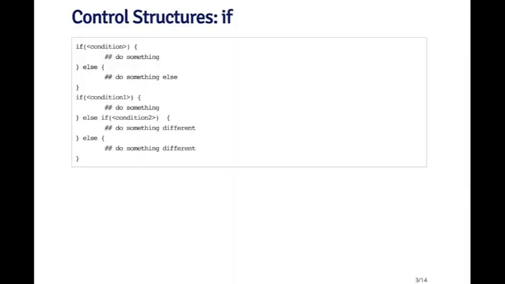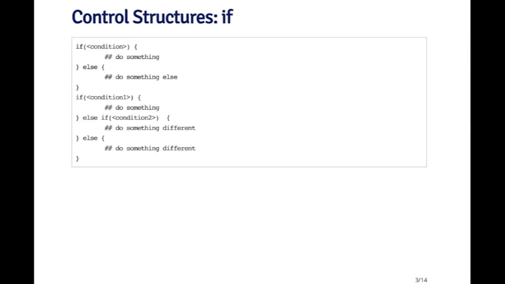So the first structure is if. So this is the if combined with else allows you to test logical conditions and to let the R program do something, depending on whether or not that condition is true or false. So if the condition is true, then you do something, else you do something else. That's a typical kind of construct.